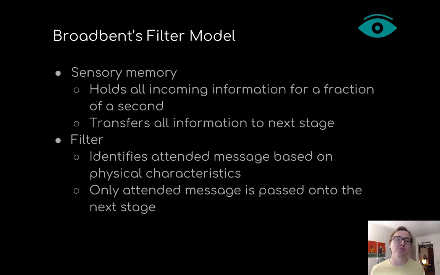Do I know what sort of pitch I'm listening to? If volume is much higher, that might be an indication of some sort of emergency. So this filter captures a lot of different contextual pieces of information. And based on those physical characteristics, whatever attended message is passed on to the next stage.